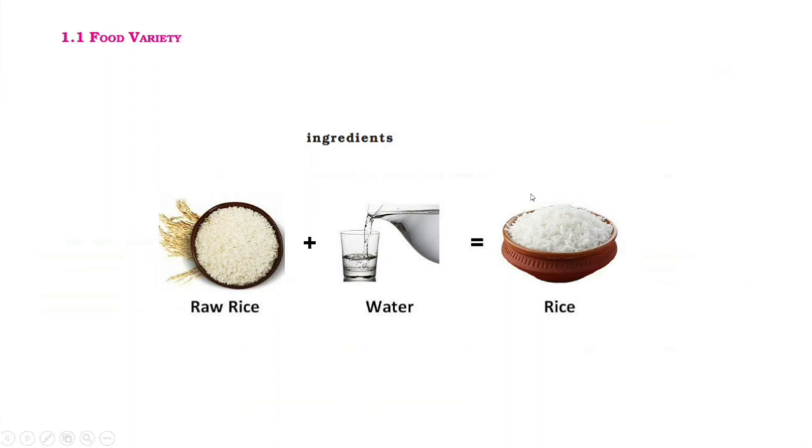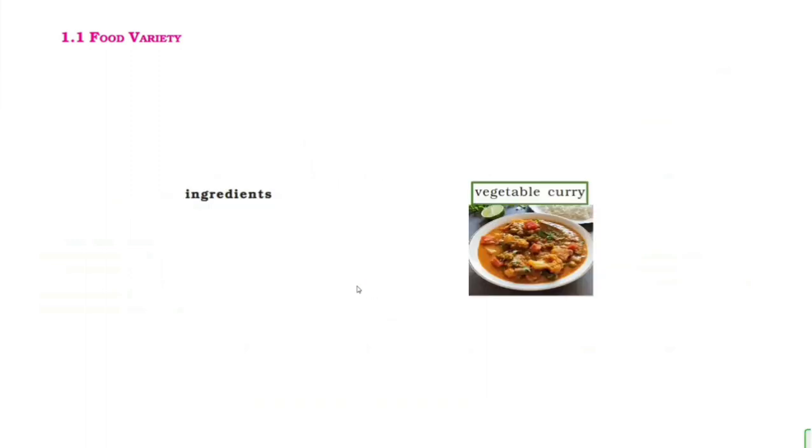Now let's see what ingredients are used to prepare a particular dish. In this example, if we have to prepare boiled rice, what items do we require? Raw rice and water. These are the only two things used to prepare boiled rice. So this is a simple dish which requires only two items. There can be a complex dish which requires more than one ingredient. Ingredients are the materials or items which are used to prepare that dish. So for vegetable curry, what do we require? We require different kinds of vegetables, salt, spices, oil and so on.